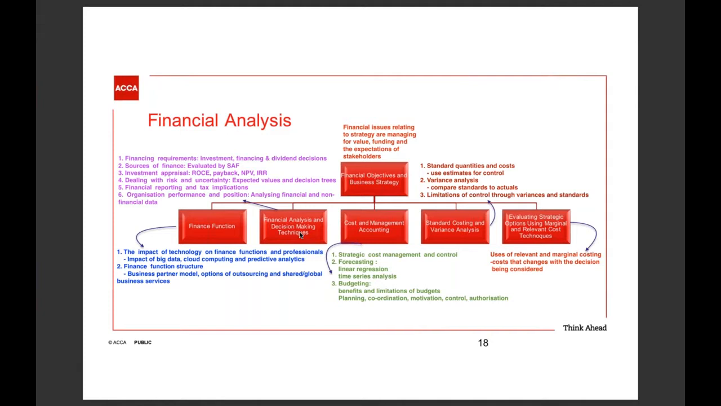So you need certain tools and techniques to analyze whether you have enough resources for that or not. Basically, most of these techniques that I have here: first, let's say you're trying to find sources of finance and maybe you have several options. When we talk about financing requirements, you can evaluate them using SAF as well: suitability, acceptability, and feasibility.